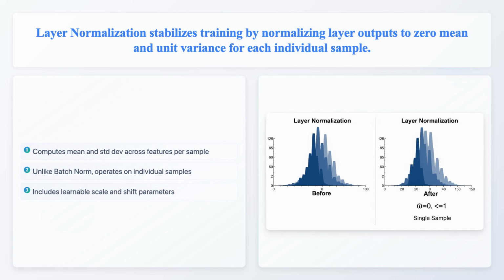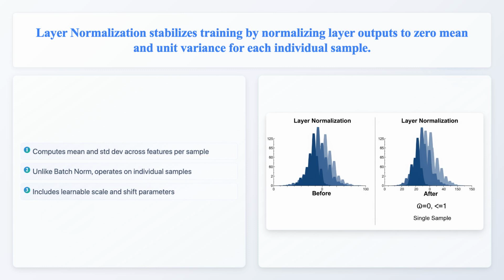The normalization is followed by learnable scale and shift parameters that allow the model to recover the original distribution if needed. For data scientists, layer normalization is crucial for training stability. It reduces sensitivity to weight initialization, speeds up convergence, and makes the training process more robust to hyperparameter choices. In transformers, layer normalization is applied after both the attention sublayer and the feed-forward sublayer, ensuring stable information flow throughout the deep network.